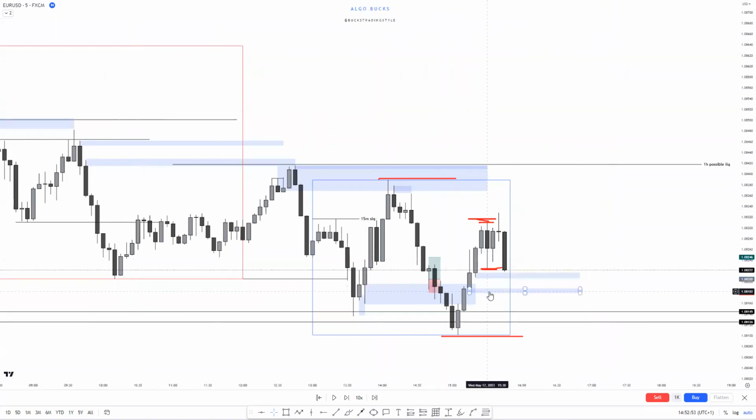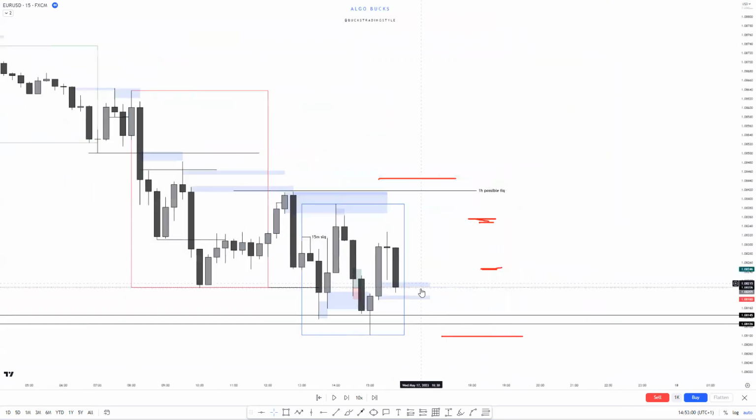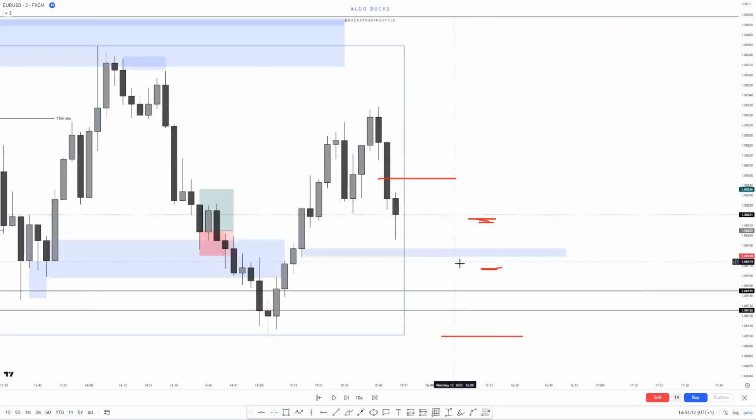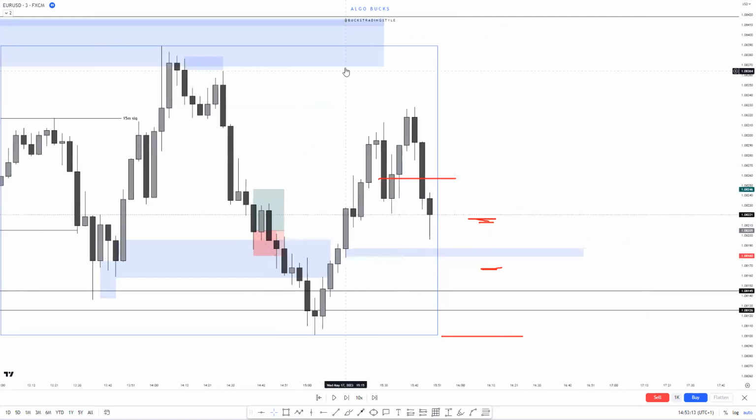Then we need to see if these POIs appear on other time frames too. Let's see the 15-minute time frame. You see, this one is not the same on 15 minutes. So we have this POI right here. If we have this POI, then we go on 3 minutes. Since we've seen what price did on 5 minutes, on 3 minutes time frame, this is still the same POI.